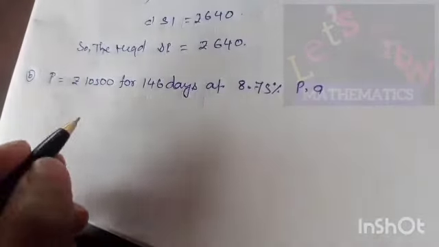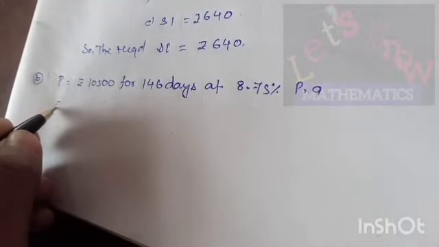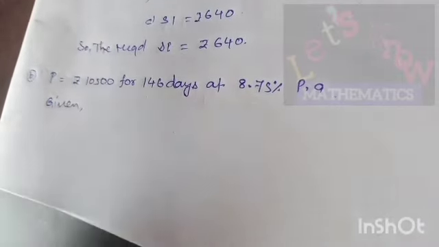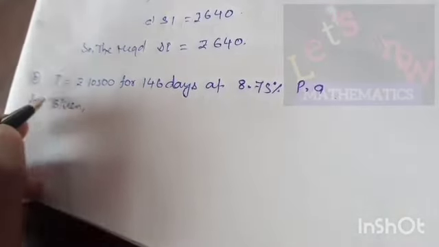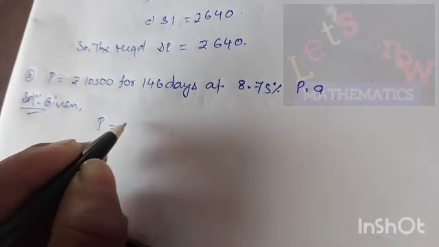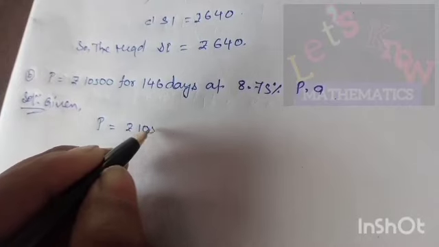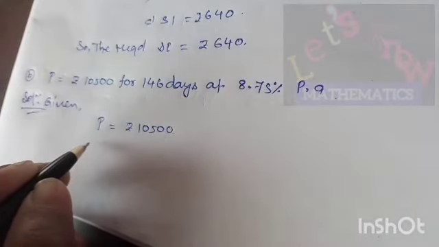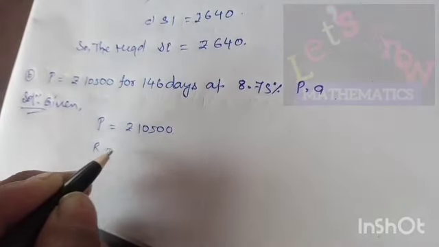You see it, you will understand properly. Okay. So first of all, you write what is given. Solution. Given: principal amount P is equal to how much? Rupees 10,500. Right. Then rate of interest R is equal to how much?